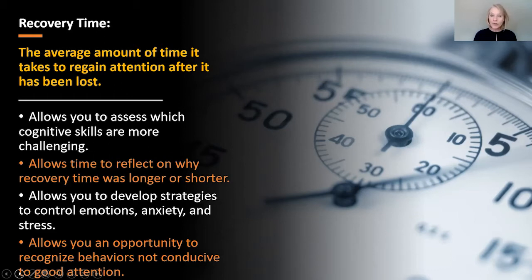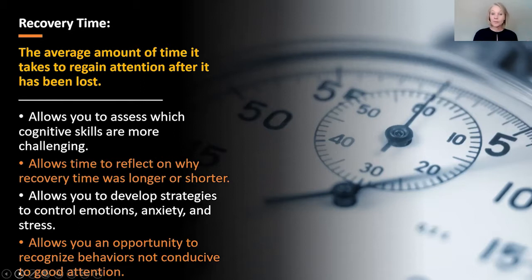It also allows you an opportunity to recognize behaviors that are not conducive to good attention. So you'll notice a correlation if you're doing the behavior shaping and you are keeping track of self-distracting behaviors, the fidgeting, the nail biting, skin picking, chewing on their shirts. A lot of times you've probably noticed that those behaviors are more prevalent in the activities that are harder for them or more challenging for them. And so you can actually see a correlation between the increase of that fidgeting behavior or the skin picking behavior, along with an increase in the time it takes to recover.